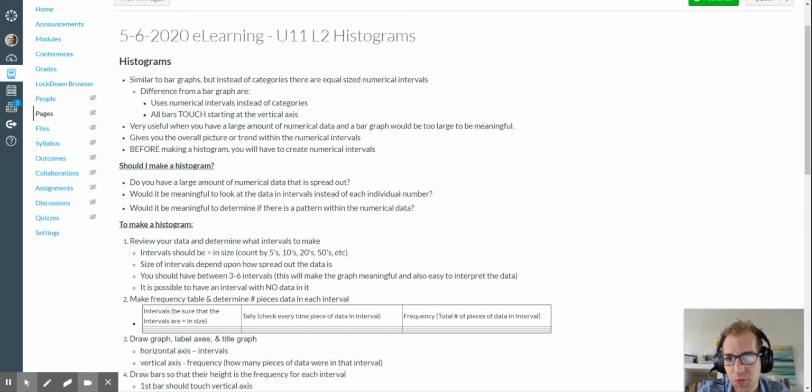It's very useful when you have a large amount of numerical data, and a bar graph would be too large to be meaningful. So that is very true. It gives you an overall picture or trend within the numeric intervals.